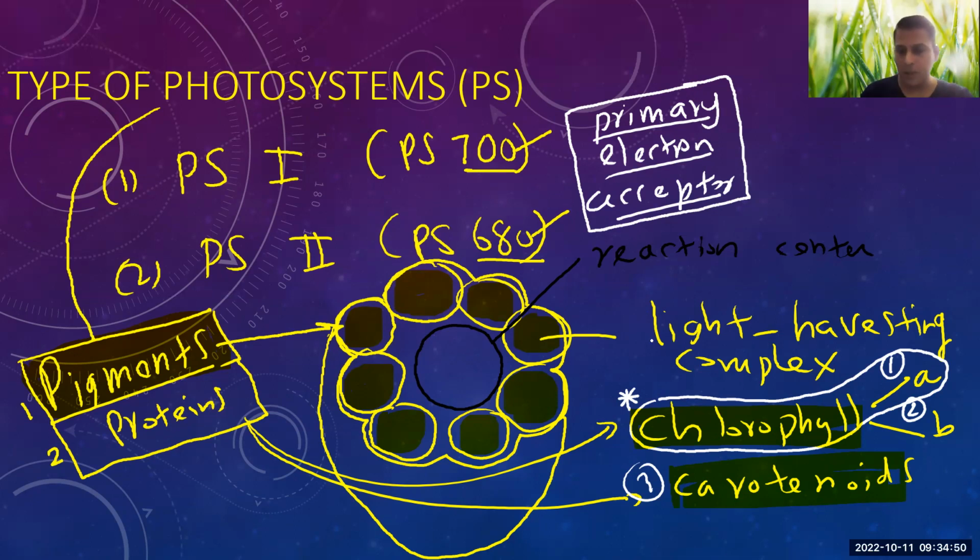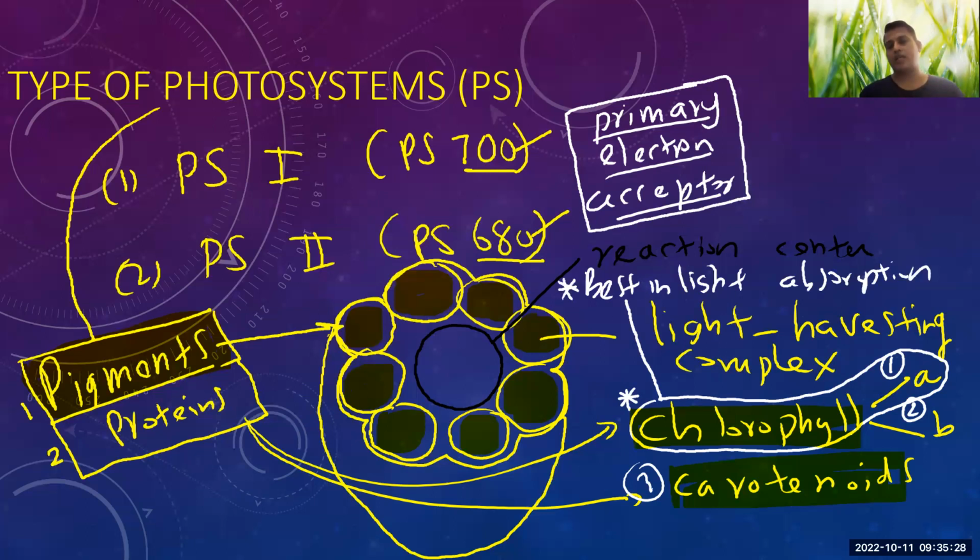So chlorophyll A, in light absorption, can absorb more light than other pigments. Chlorophyll A can absorb more light. So shall we write chlorophyll A is best in light absorption? This is just for remembering. Best in light absorption, it can absorb a higher amount of light.